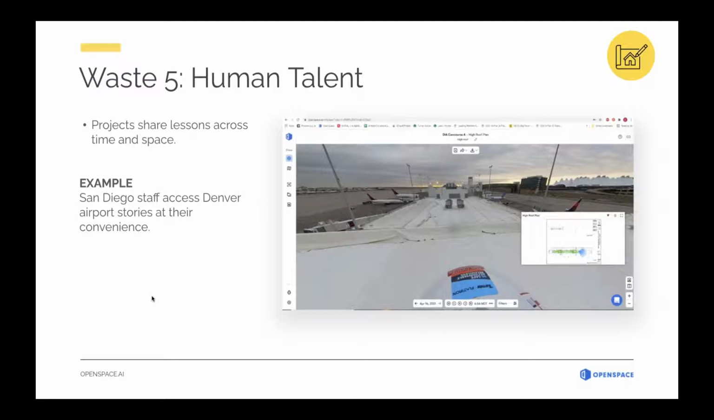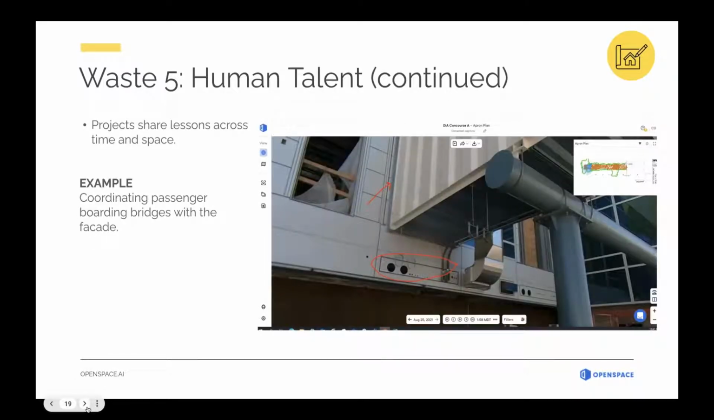And so just the idea that you can put a resource at their fingertips that they can access on their timing was a pretty powerful epiphany for the pre-construction staff on that San Diego airport. Next slide is a continuation of that story.